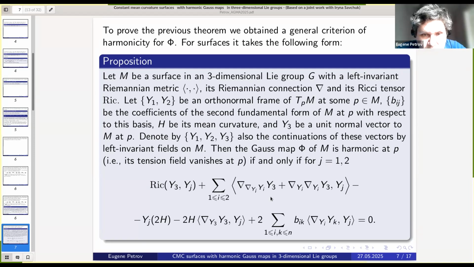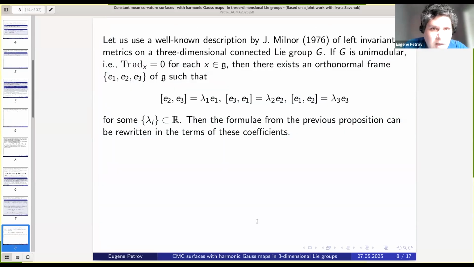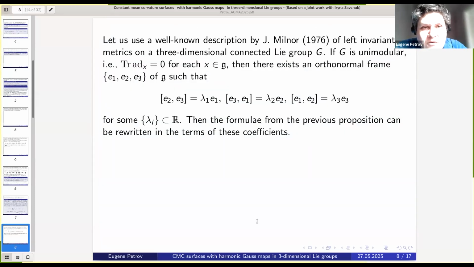So these are conditions that include the geometry of G, some geometric structure of G, and the external geometry of M, some characteristics of the external geometry. And for three-dimensional Lie groups, of course, we can use the very well-known description by Milnor, very widely used for different problems.